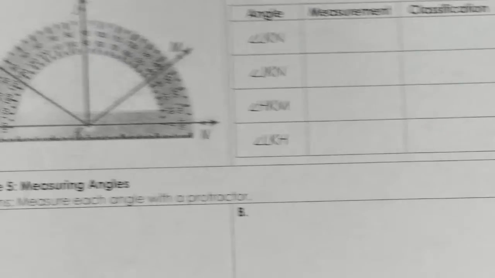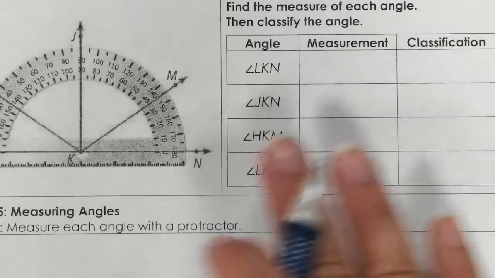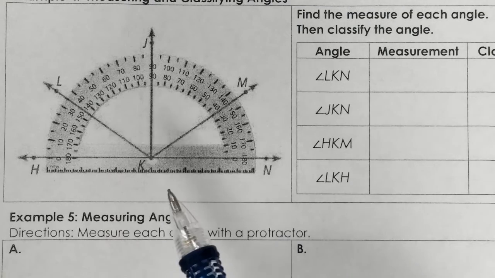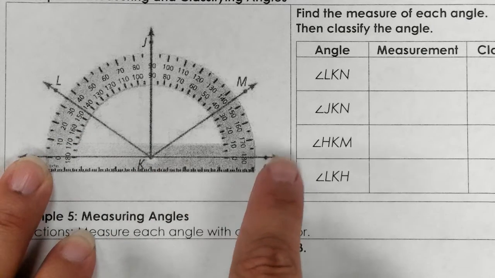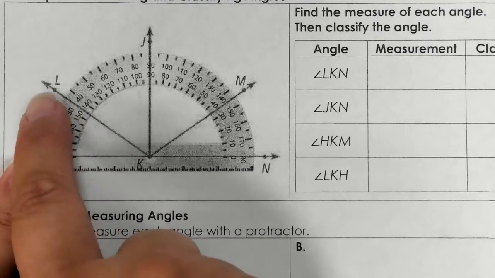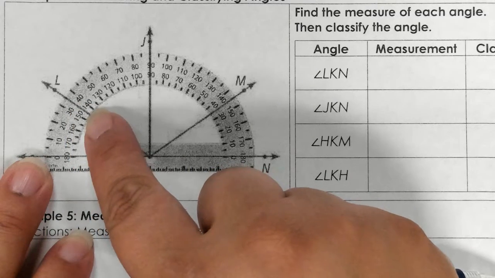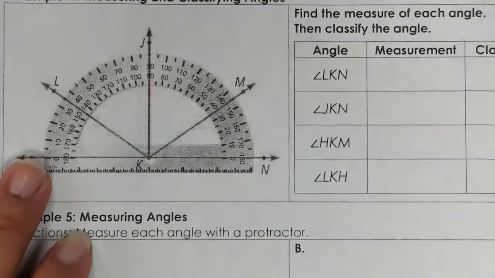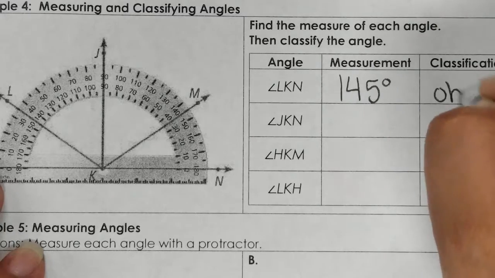So now down here, we're going to be using this picture and filling in the table. So for angle LKN, here's LKN, we're looking again at that obtuse angle, so we're looking at the bigger numbers instead of the smaller numbers. So that would be 145 since it's halfway between 140 and 150. Which means it is obtuse.